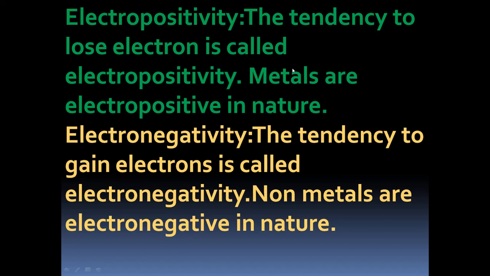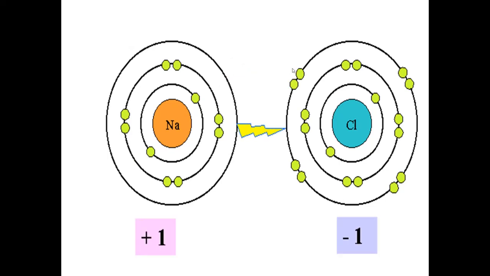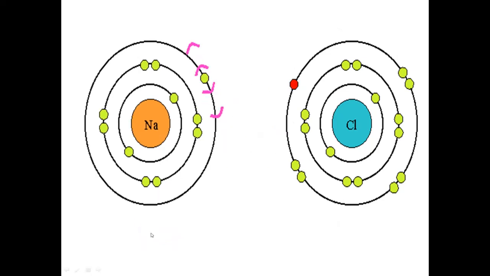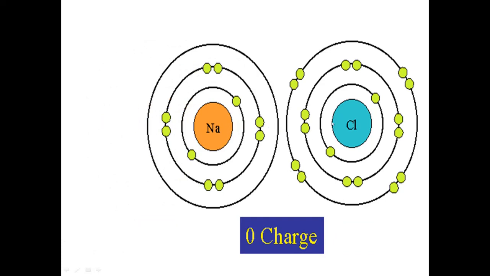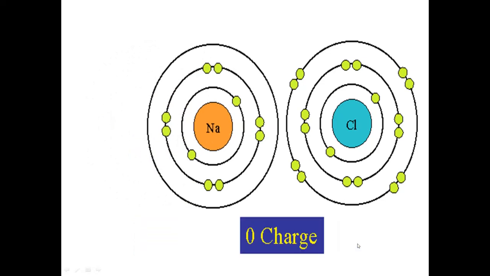Yes. So the tendency to lose electron: in this particular image, you can observe which atom is losing the electron. Yes, it is sodium that is losing the electron. So after losing the electron, what is the charge it is gaining? It is gaining a positive charge. It is getting +1 positive charge. And chlorine is gaining one electron, and since it has one extra electron here, it is getting a -1, that is, a negative charge.